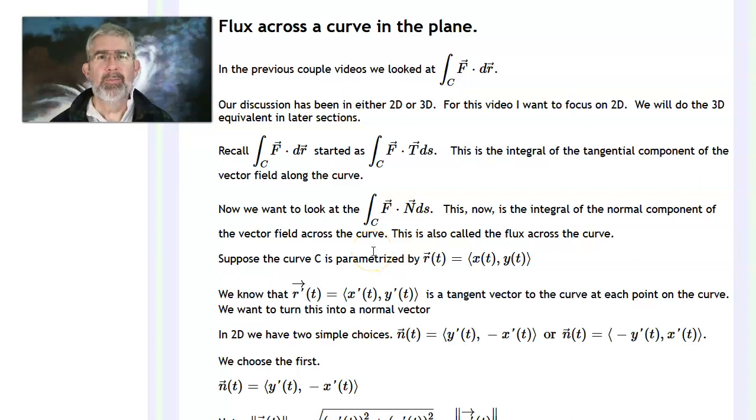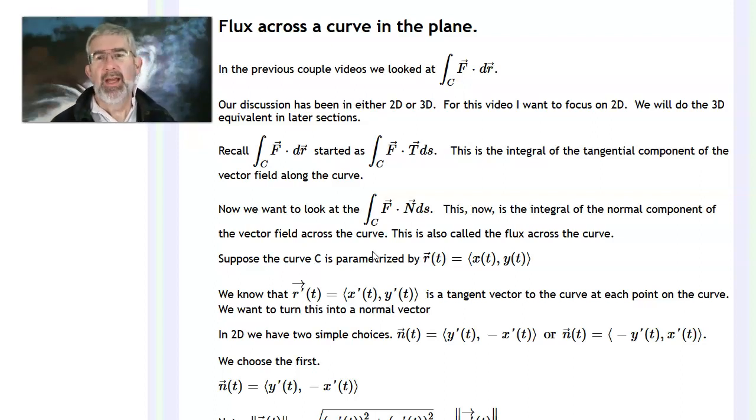Hello and welcome. This video is about flux across a curve in the plane. It's very similar to line integrals of a vector field along a curve. We're now doing a vector field going across the curve.